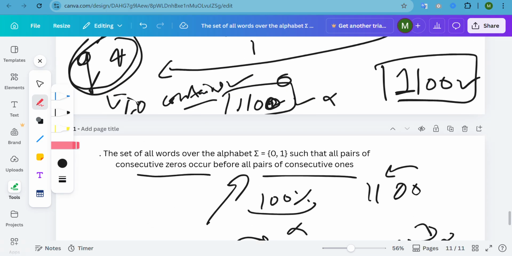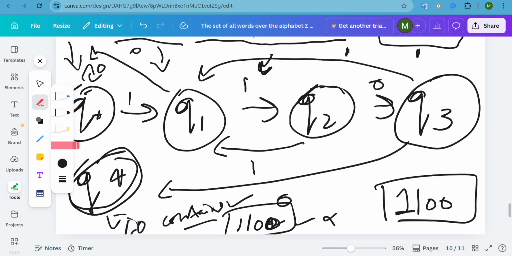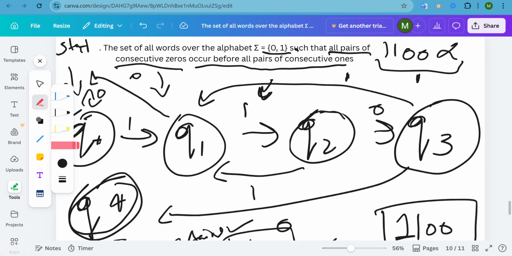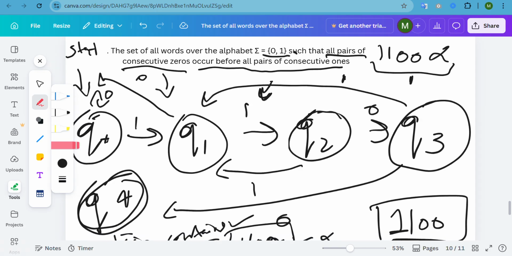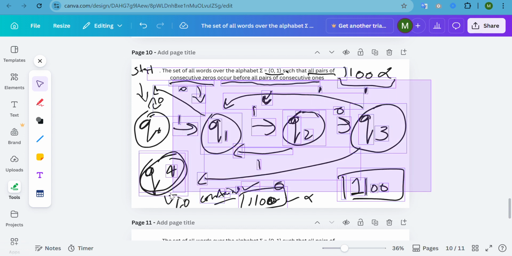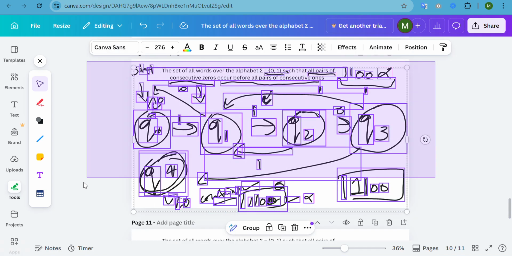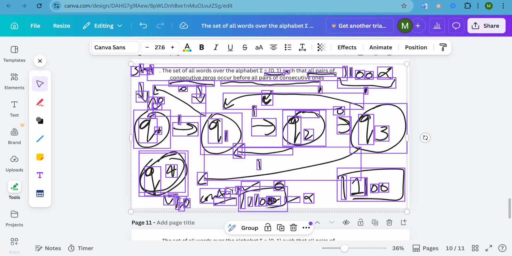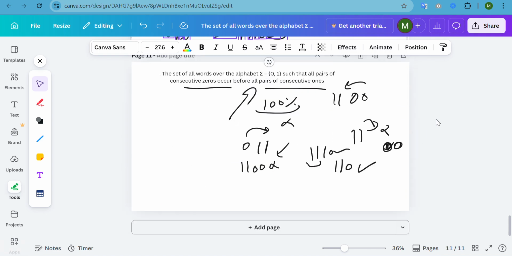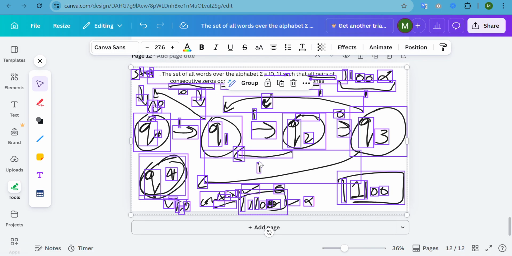And because we already made it for contains, what we need to do here is just switch it around and make it for not contains. Let me try to copy this, maybe everything. Let's copy all of this and paste it on a different page, because here we just wanted to understand the question.